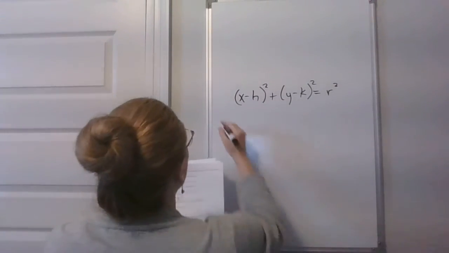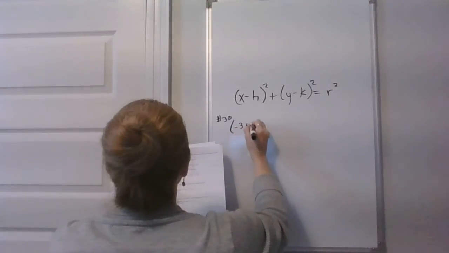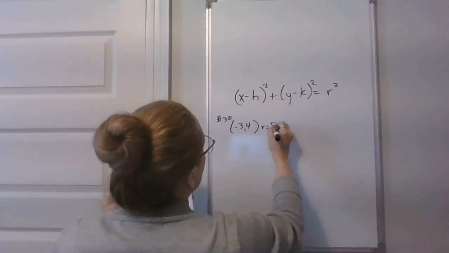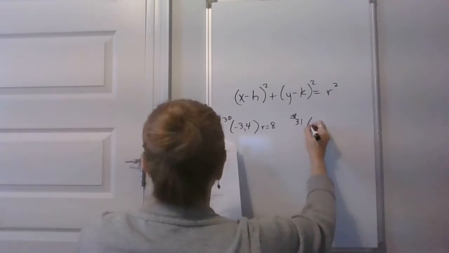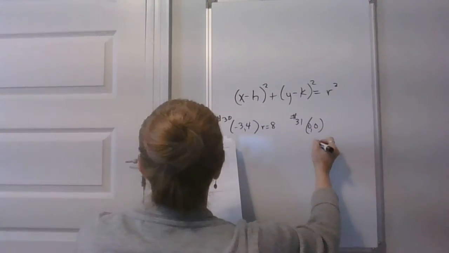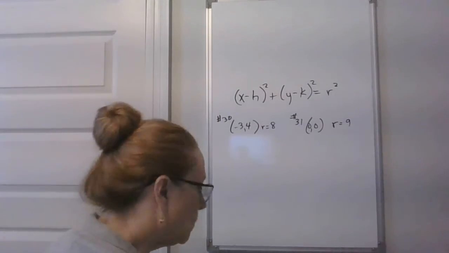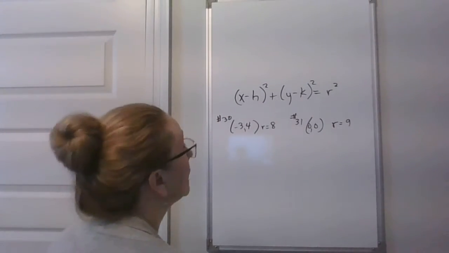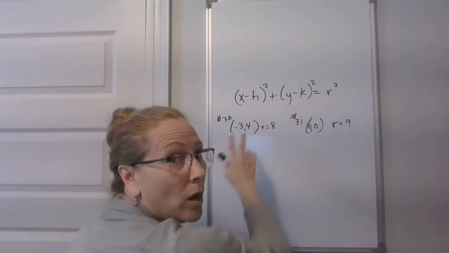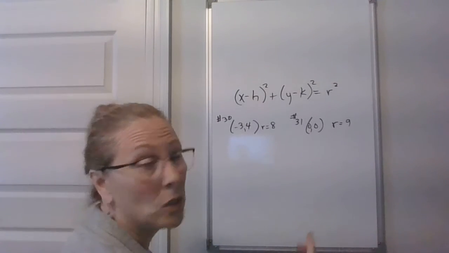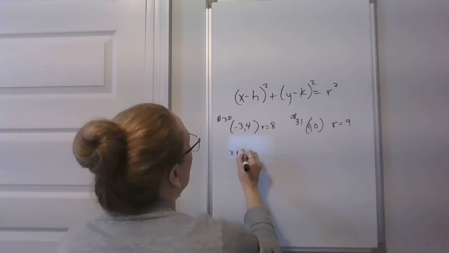Let's say number 30 said, okay, I've got a center of -3, 4, and a radius of 8. As opposed to number 31 that said I have a center 0, 0, and a radius of 9. Well, in both cases, we're just going to plug these in. Notice this says negative, so whatever signs they are, it's going to be the reverse. So if we plug in -3, that's going to turn to positive or +3.